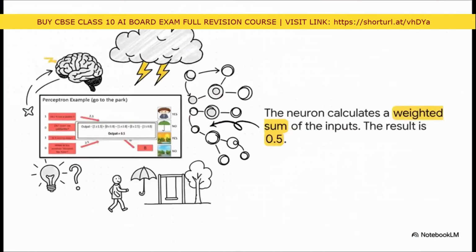Okay, now for the magic part, the math. The neuron takes each input, each 1 or 0, and multiplies it by its weight. So the fact that it's sunny right now is really important, so it has a high weight of 3.0. Then it adds all those numbers together. Finally, it subtracts one more number, called the bias. A good way to think of the bias is like the neuron's default mood, how likely it is to say yes before it even sees the data. When all the math is done, we get a final score of 0.5.